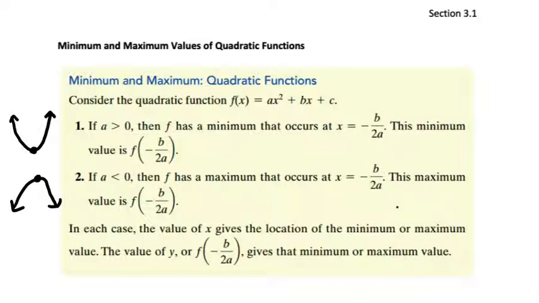The formula for finding the vertex is the same regardless of whether it's a minimum or a maximum, and we talked about this earlier. First you find the x-coordinate using negative b over 2a, then you plug that into the function to find the y-coordinate.